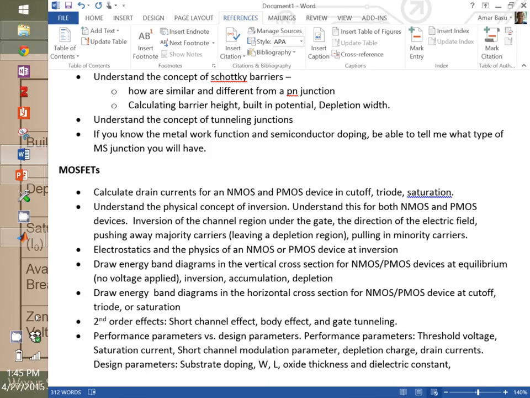The design parameters, the thing that a MOSFET designer or a fab facility has control over, is the doping of the substrate, the width and the length of the transistor, the thickness of the oxide, and the dielectric constant. And the last thing is whether you use an NMOS or a PMOS device. Right, there's a lot of different knobs that a MOSFET designer can tune, right?